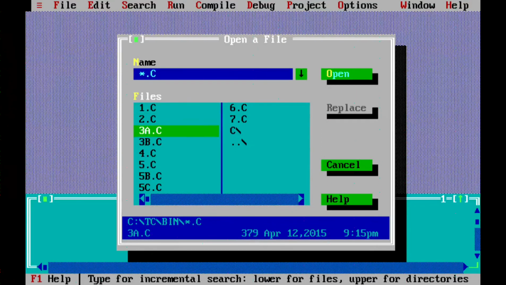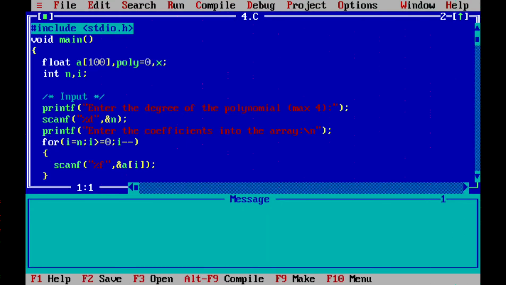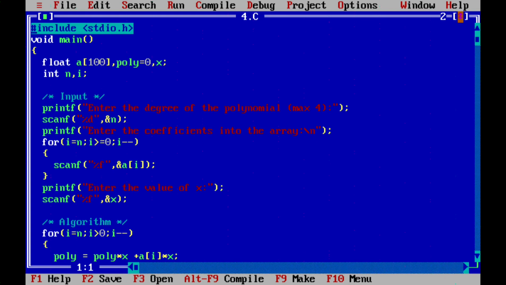Open problem number 4. We don't need any math, so stdio is sufficient. I don't expect anything written, so void is okay. Although it is fourth order, you can take any order. That's why there is an array of float type, array of 100, and the polynomial value is 0.